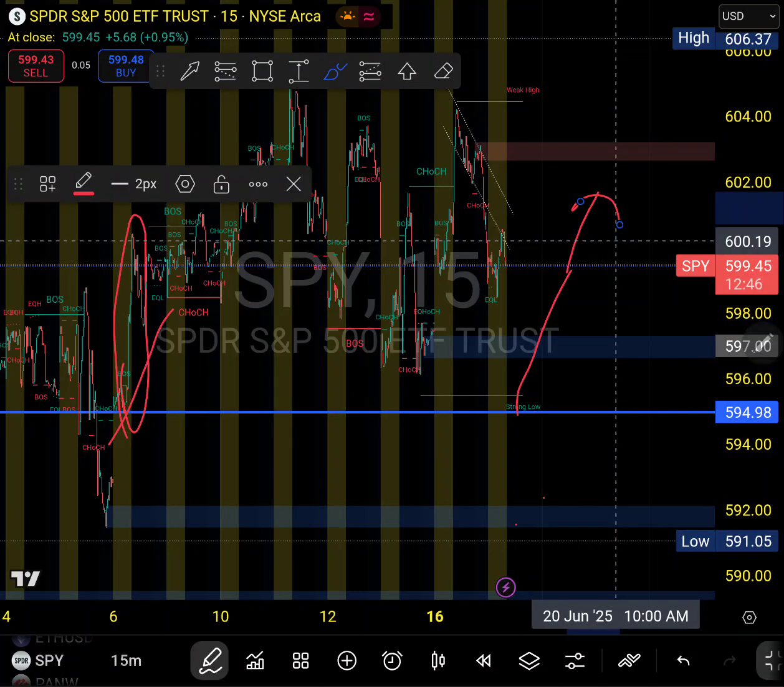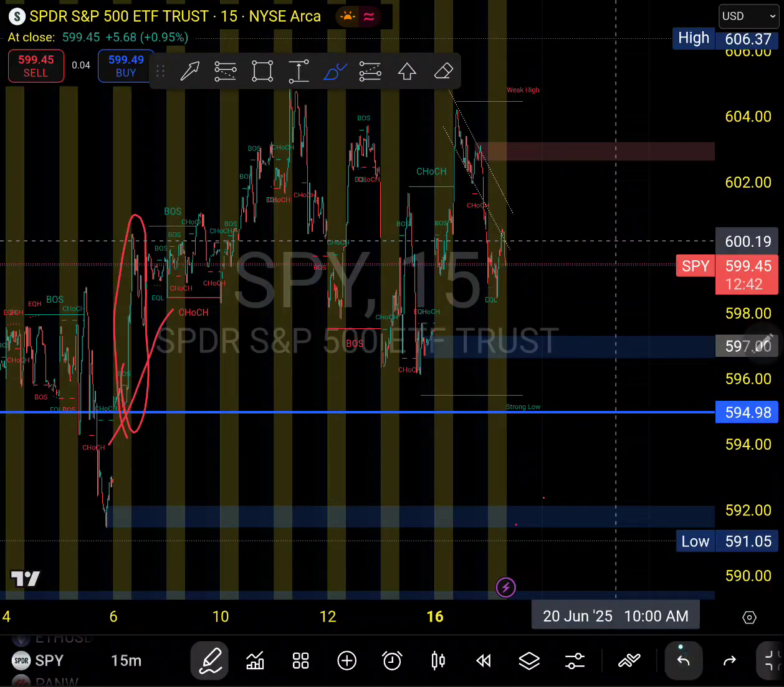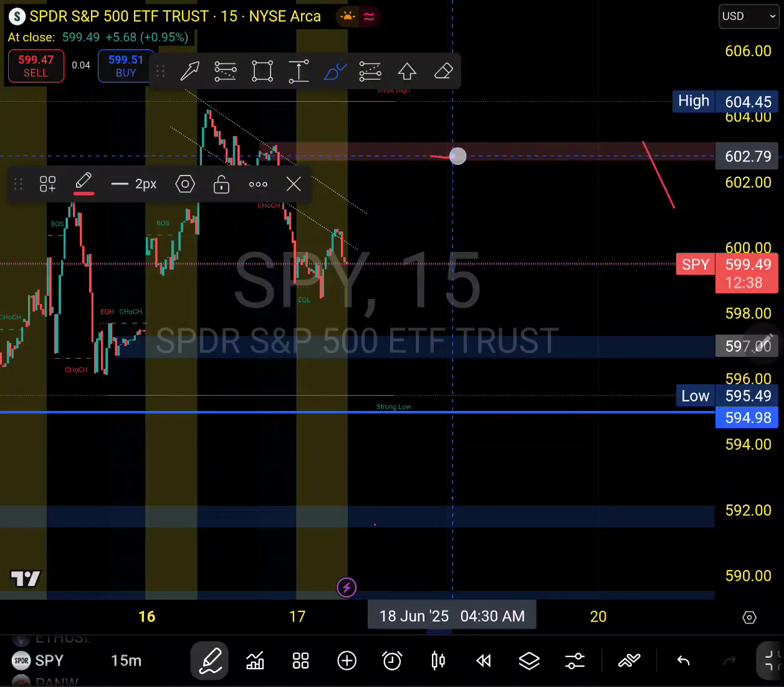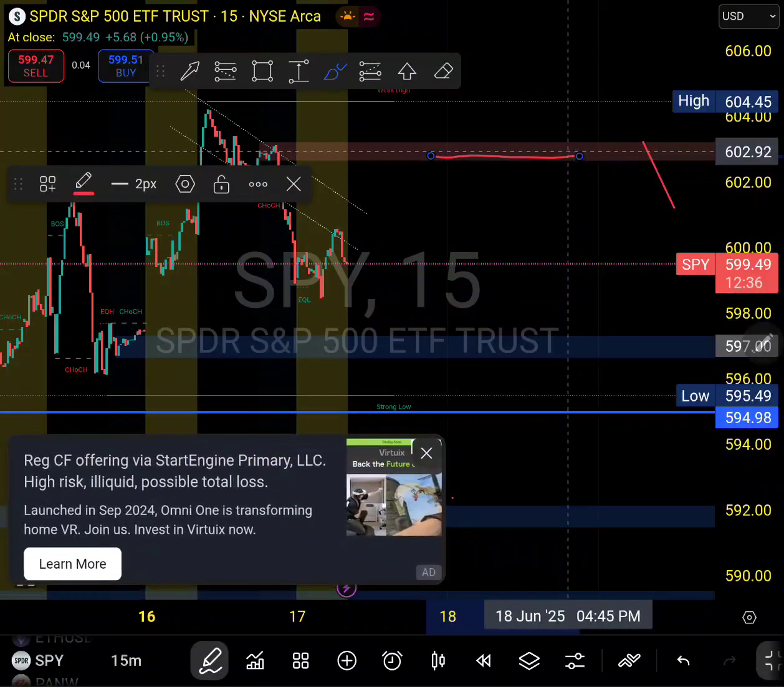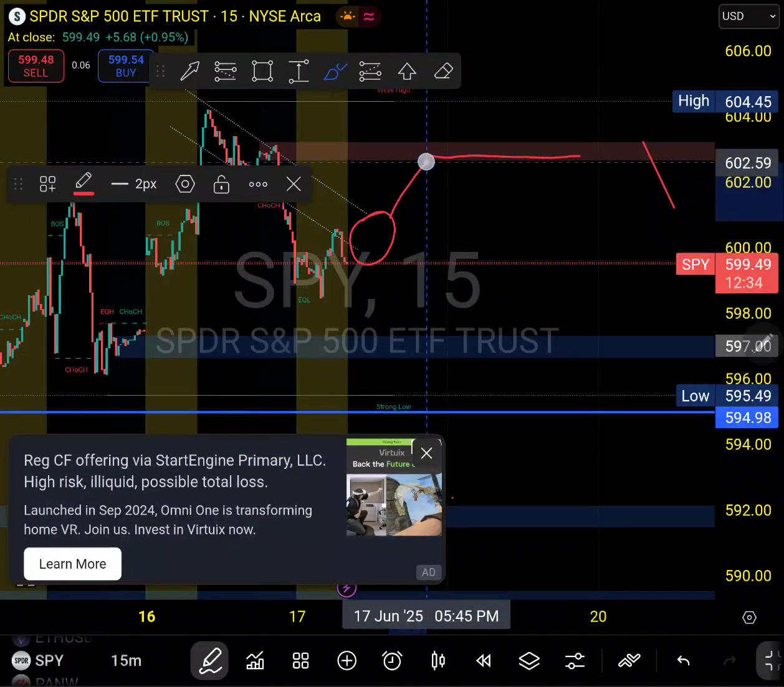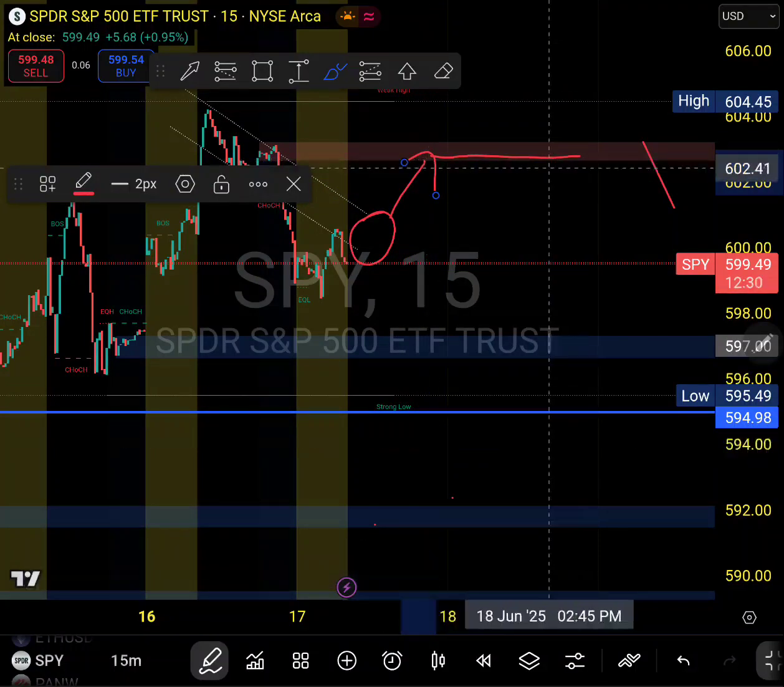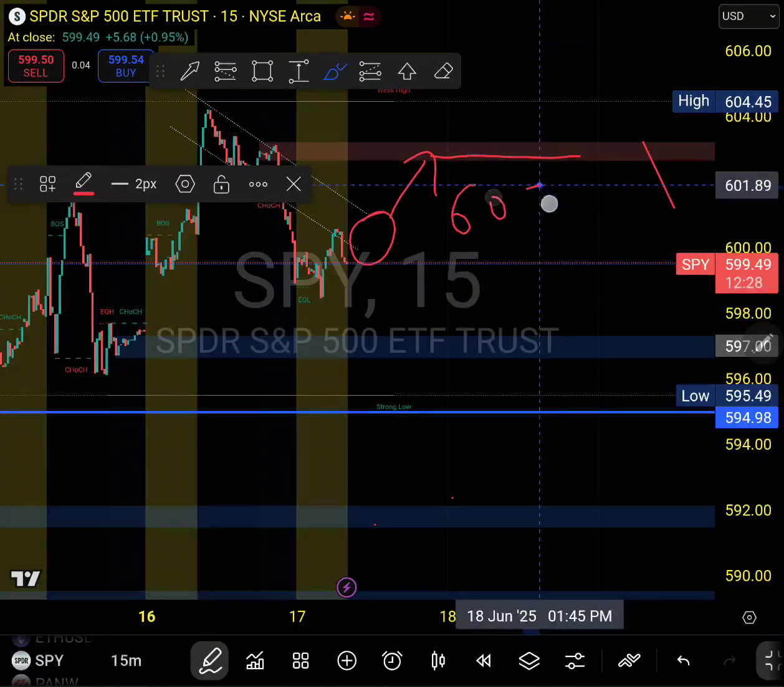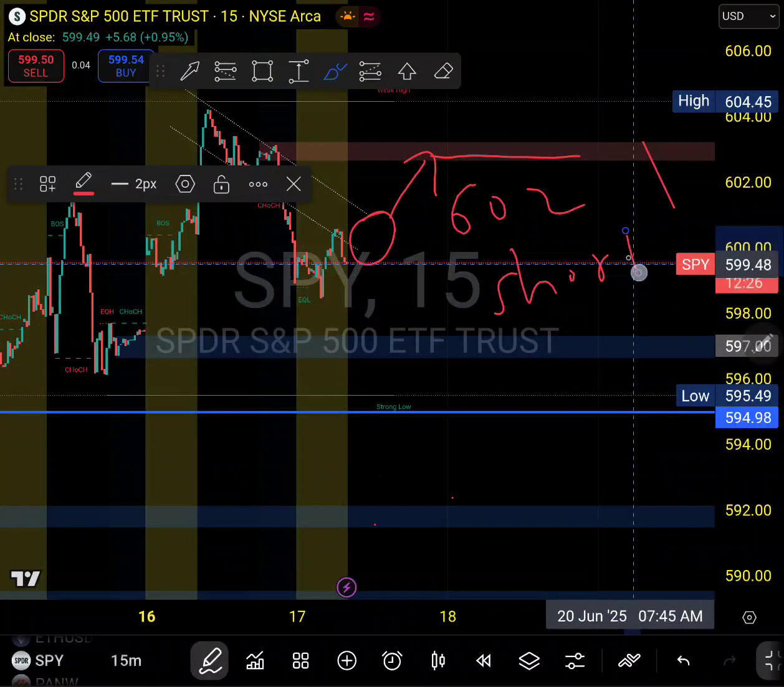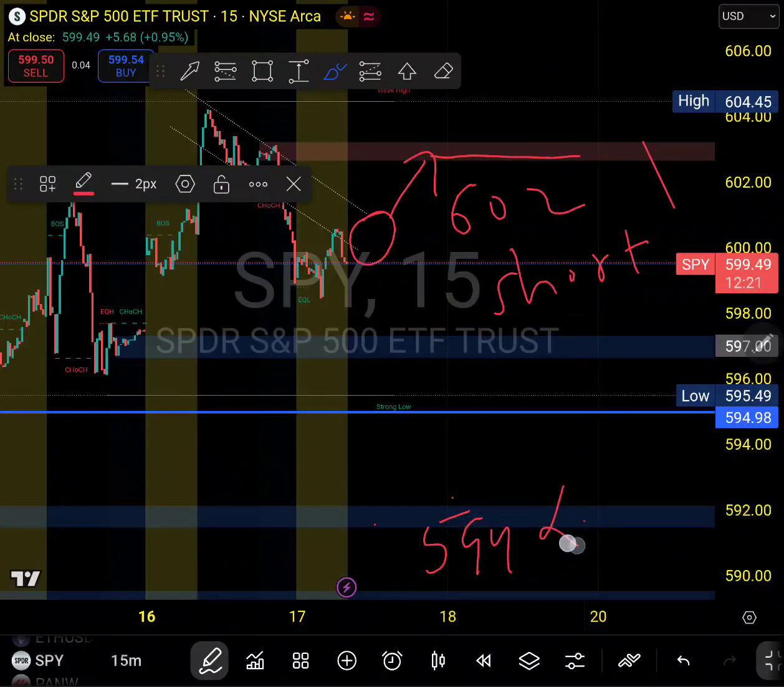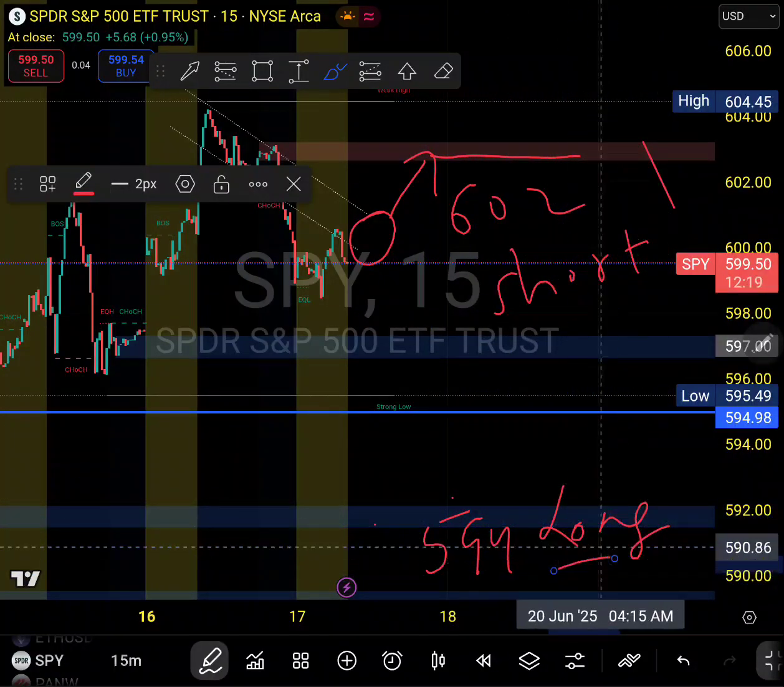Okay, and the short side I told you already. Wait for this level to touch. If it breaks this trend line and tries to go up, I will short from here. All right. So 602 will be your short, and 594 long. These are the only two levels I have in mind, and nothing else I'm thinking, guys.